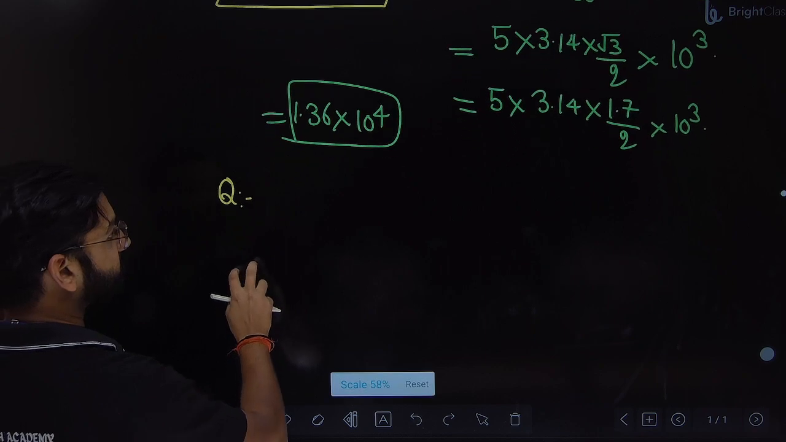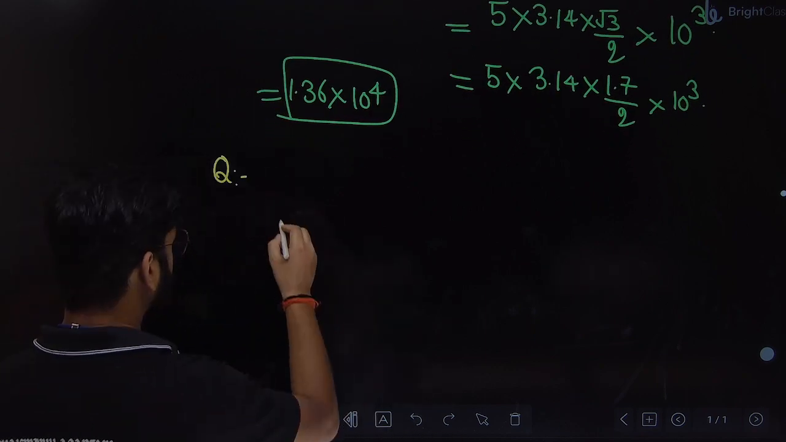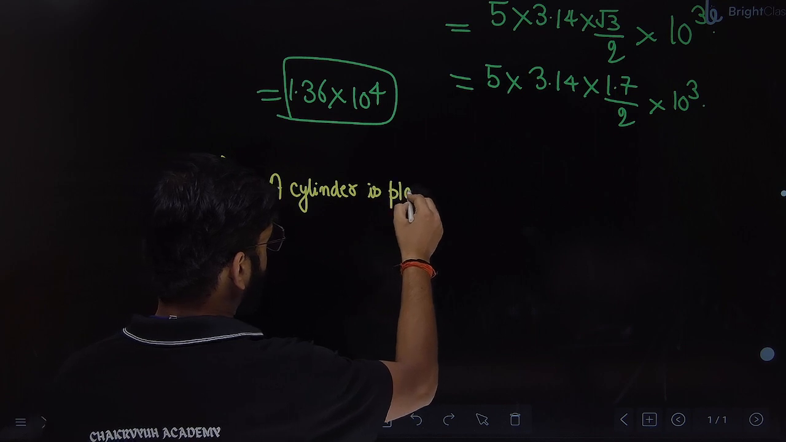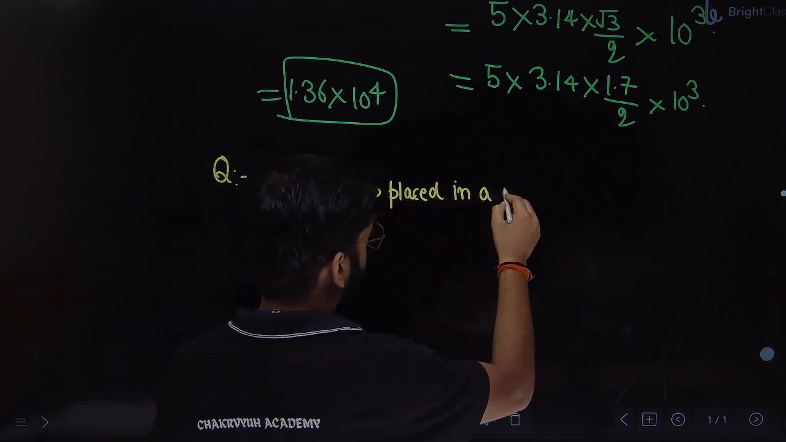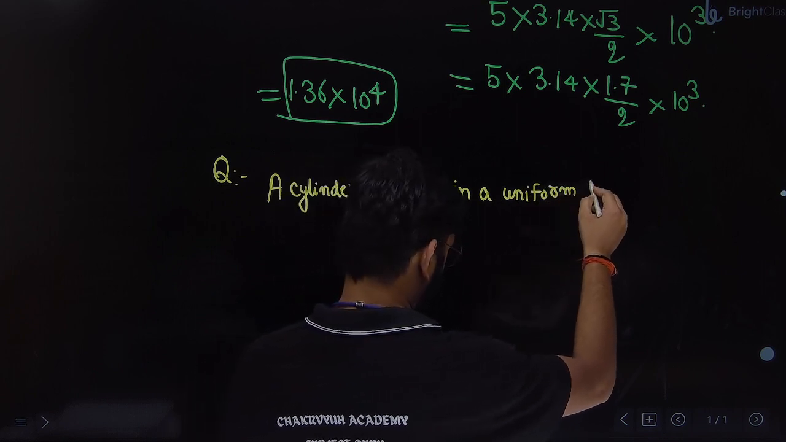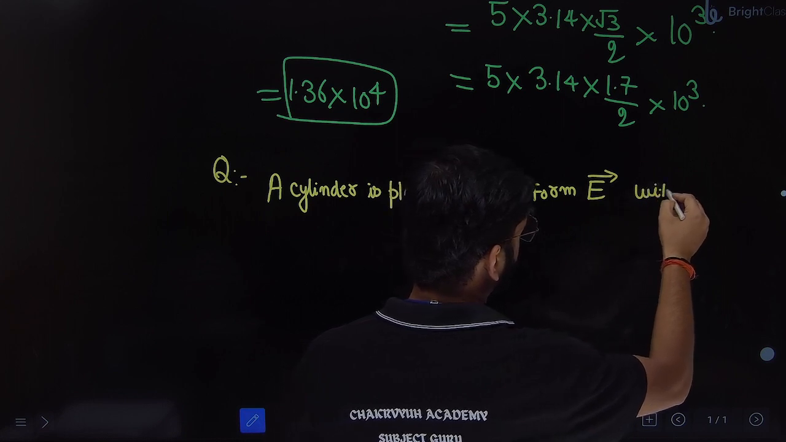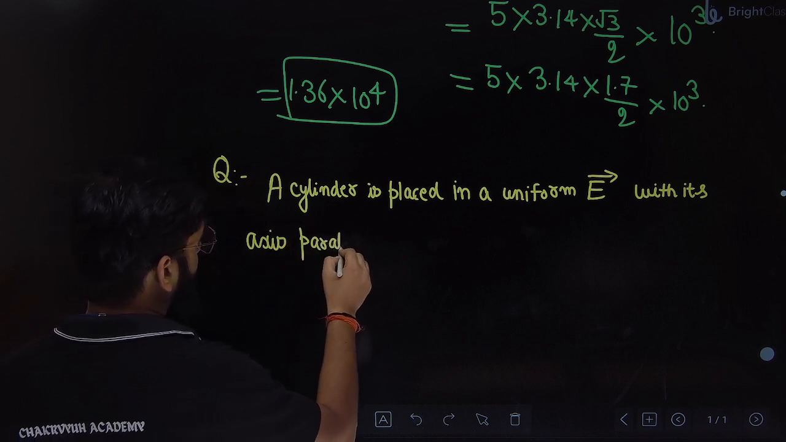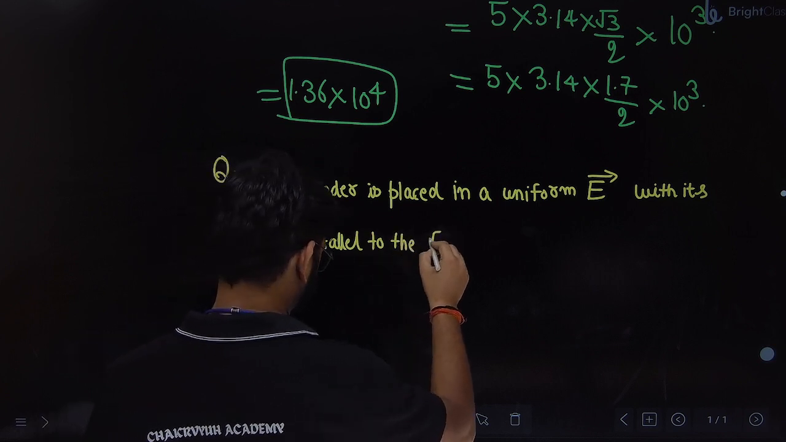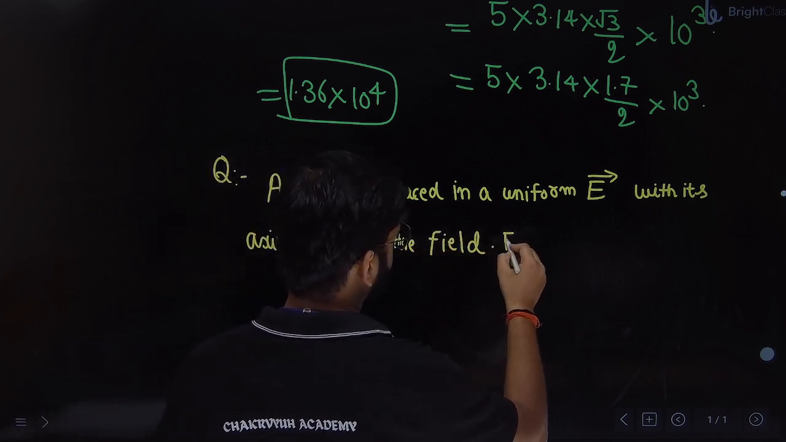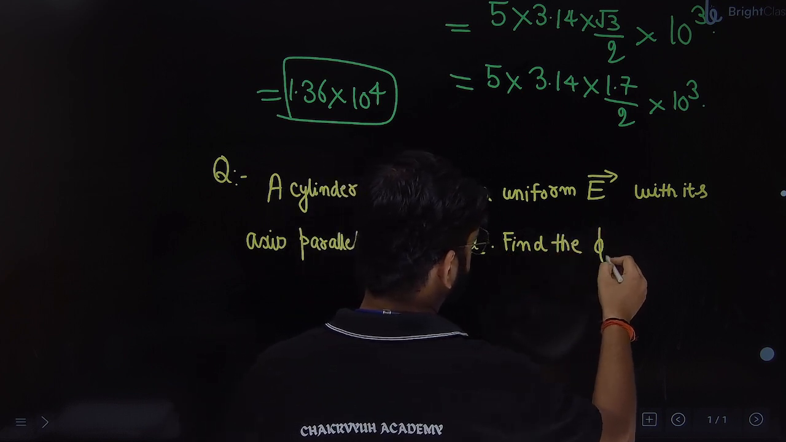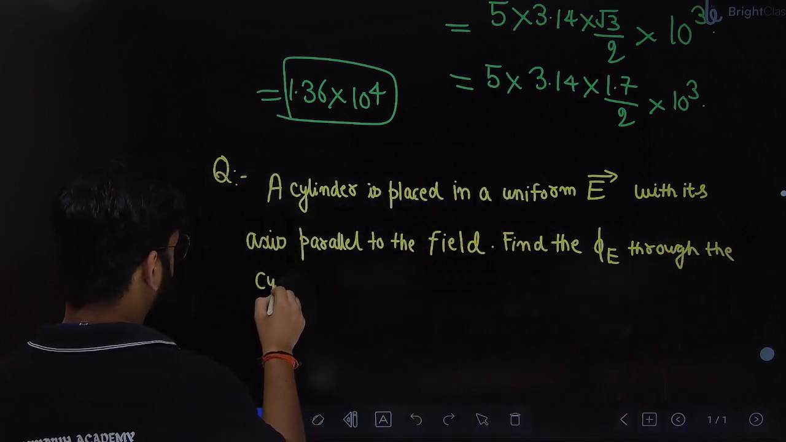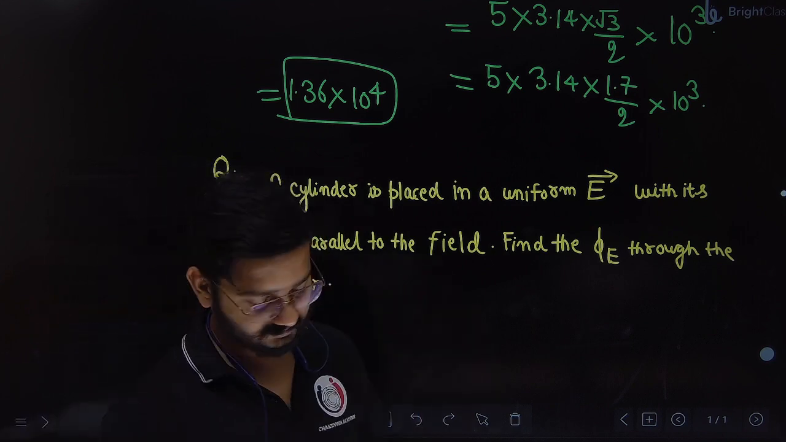Next question. So the question is, a cylinder is placed in a uniform electric field with its axis parallel to the field. Find the electric flux through the cylinder.